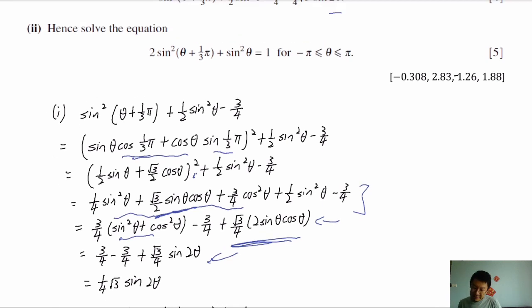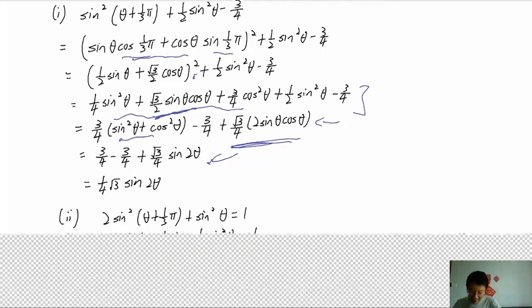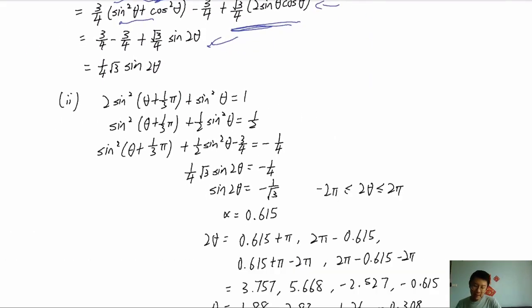Second part, it says hence solve the equation given by this form. We see that this equation is quite similar to what we have in the first part. So we just have to try to express what we have in the second part to get something similar to the first part, then we apply the identity from the first part. What I mean is we first divide the whole equation by 2, and then we still lack a constant, negative 3 over 4, on our left hand side. So we just minus 3 over 4 from both sides.